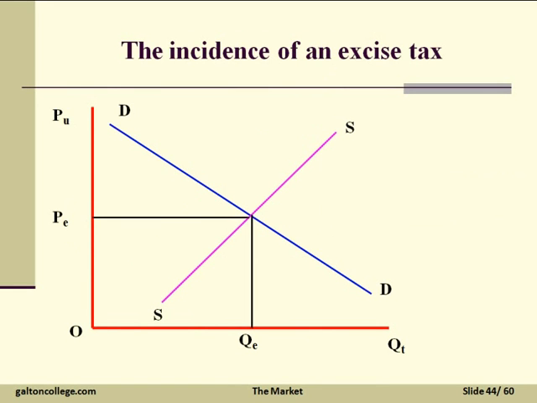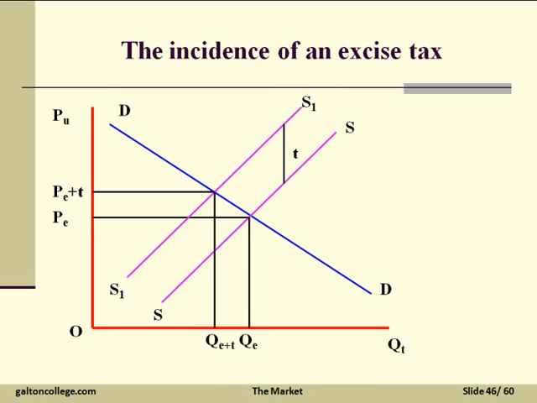Now, we can also have a look at a tax, the incidence of a tax here. If the government puts a tax on a product, it's the same as increasing the price of raw materials, or the same as increasing the costs of the product. The tax is like an increase in the costs. So in this case, the tax T has the effect of moving the supply curve to S1. That means that the price would rise and the quantity would fall. So it's the price plus the tax.